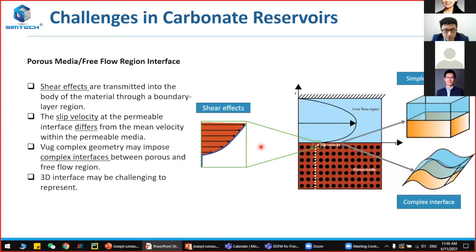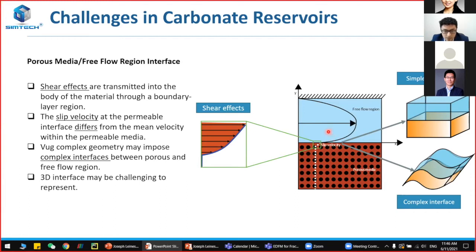In this slide, I'm showing you in a little more detail the interface. Here we have a free flow region and a porous media, and we can see the interface that unites them. Here we have some shear effects that change the velocity from the porous media, the main velocity that we have here. Because of these shear effects, we're going to have a transition that needs to be mathematically described if one wants to model coupled flows.